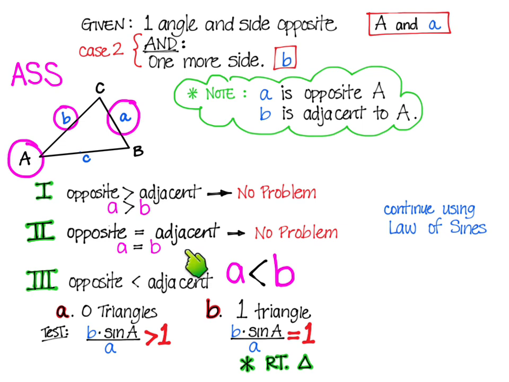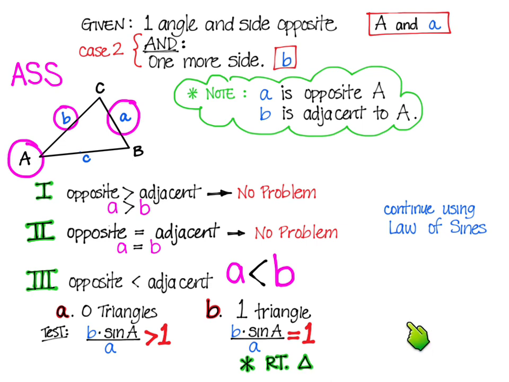Now, I want to go up to this case up here. When the side opposite, side A, and the side adjacent, B, are both the same, then that means this is an isosceles triangle, where two sides are the same length. In this case, side A is less than side B, and because B times sine of A equals 1, we get another special type of triangle, which is a right triangle.